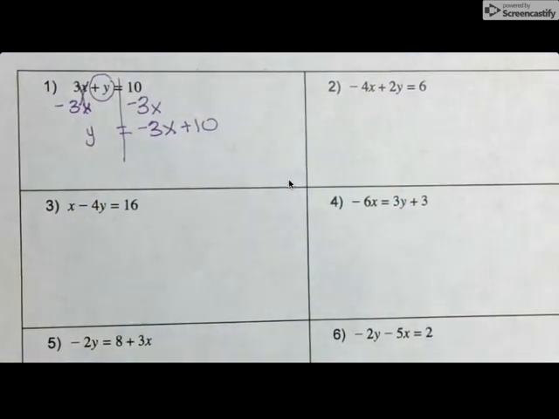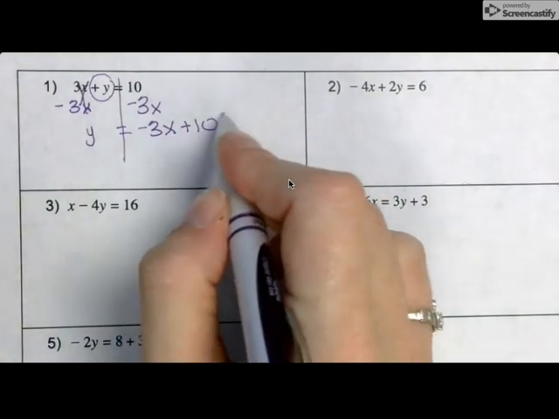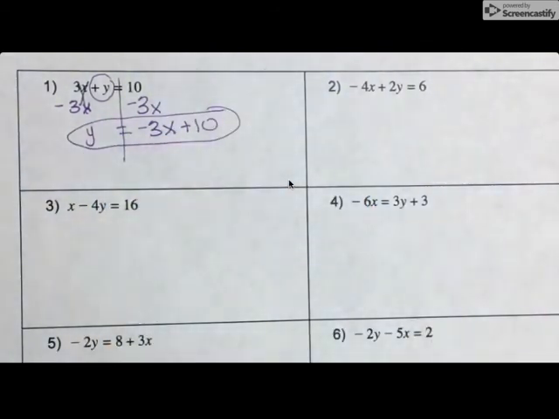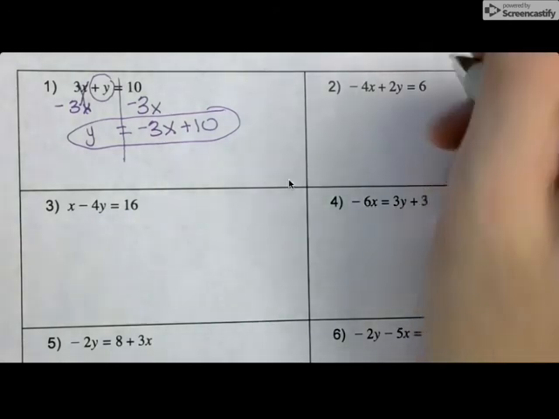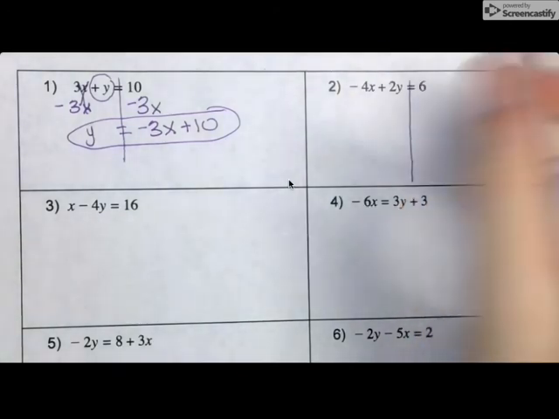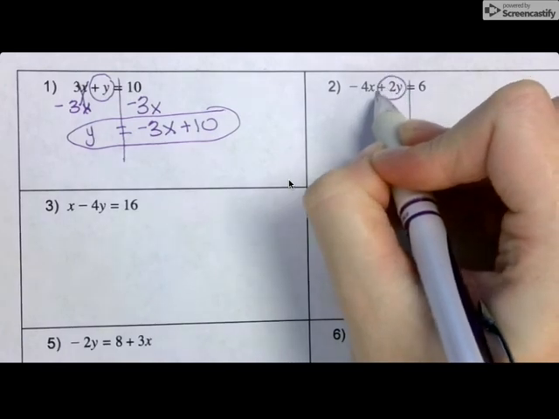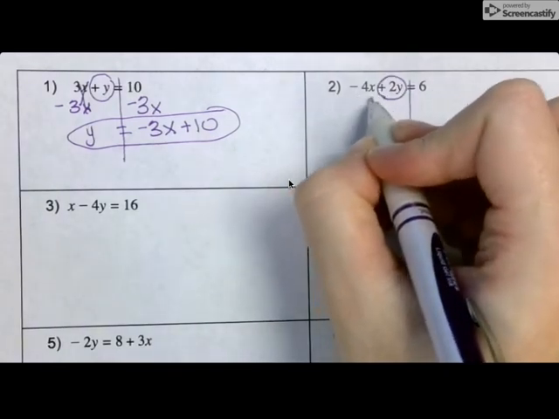Is there anything next to y? Nope. That's my answer. That's it. Okay? So looking at 2, I'm going to circle. This right here is the thing on the same side but not circled.